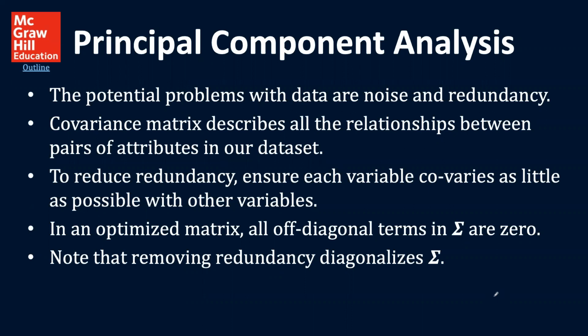The potential problems with data are noise and redundancy. Covariance matrix describes all the relationships between parts of attributes in our data set. To reduce redundancy, ensure each variable covaries as little as possible with other variables. In an optimized matrix, all off-diagonal terms in sigma are zero. And remember, this is a matrix that we have considered previously, and you'll see it again here. Note that removing redundancy diagonalizes sigma.